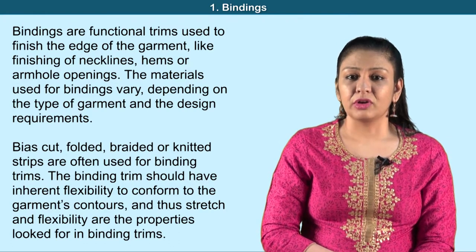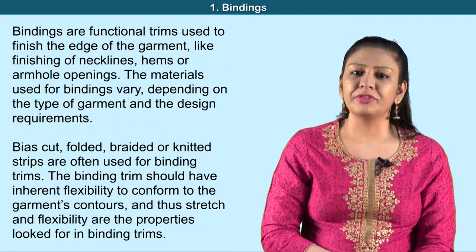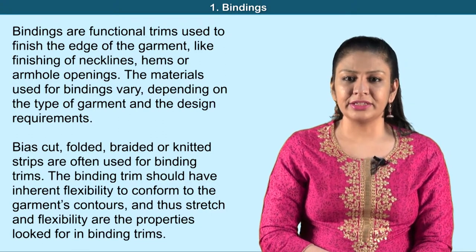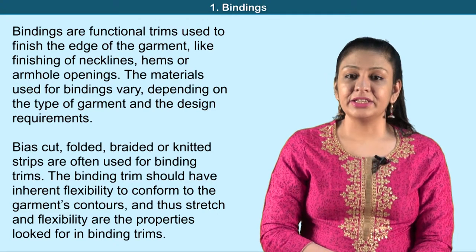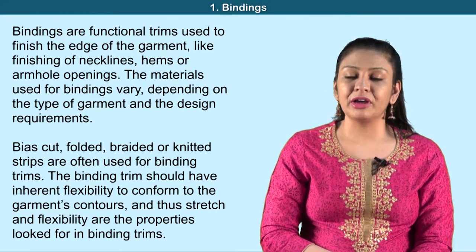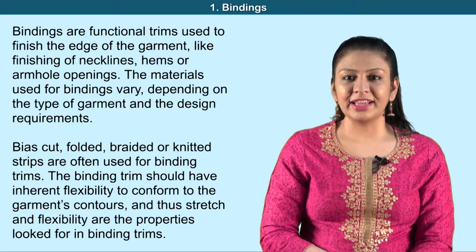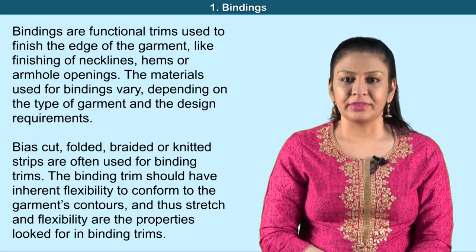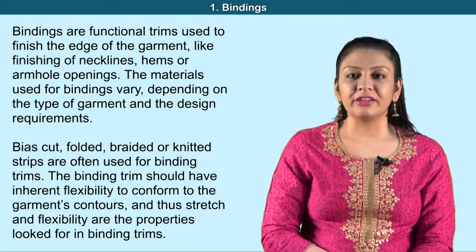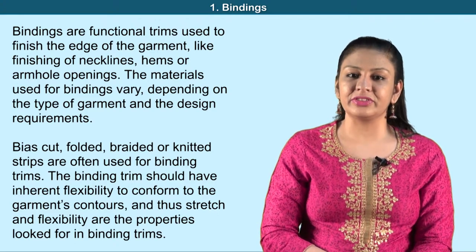Bias cut, folded, braided or knitted strips are often used as binding trims. Binding trim should have an inherent flexibility to conform to the garment's contours or, in case of an accessory, its tie lines. Thus, stretch and flexibility are properties that we look for in binding trims.